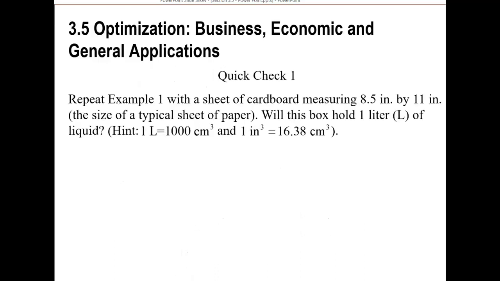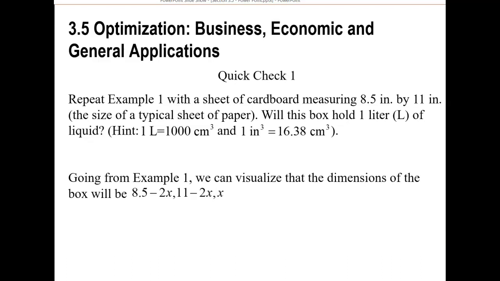All right, so let's do another example like that. This time the sheet of cardboard is a regular sheet of paper, 8.5 by 11, typical size of a sheet of paper. This time they want to know, will the box hold 1 liter of liquid? So we'll have to do some conversions to answer that question. So 1 liter is 1,000 cubic centimeters, and our dimensions here are in inches, and we're given that 1 cubic inch is 16.8 cubic centimeters. So we'll use these conversions to convert our answer when we're finished.